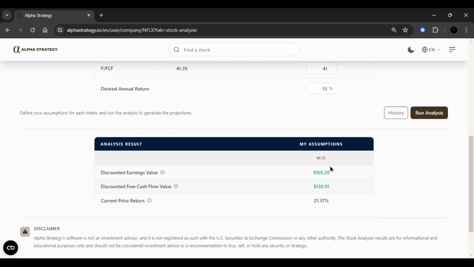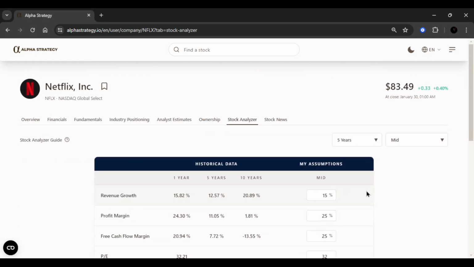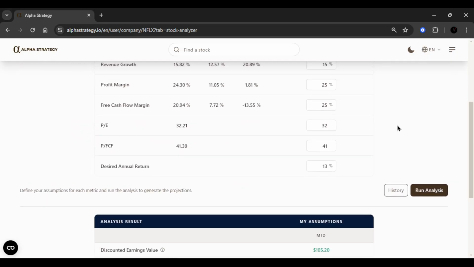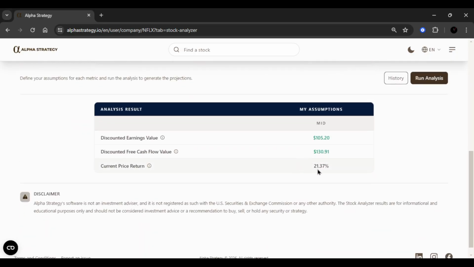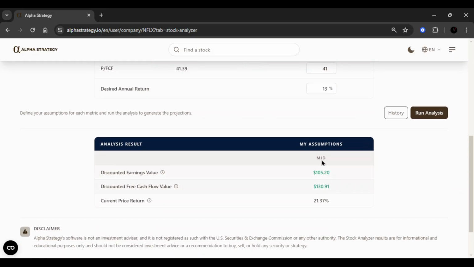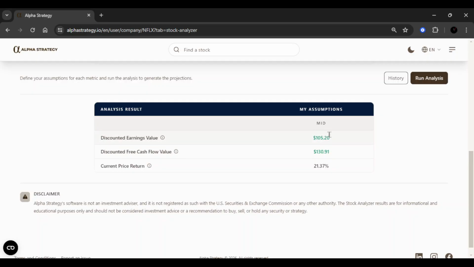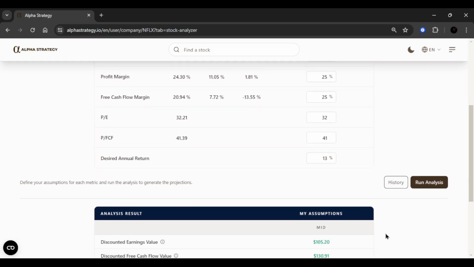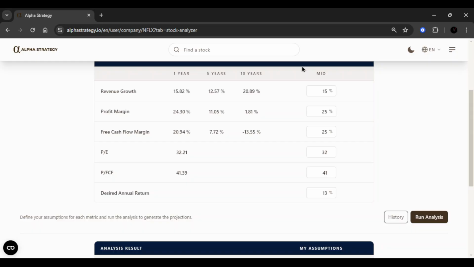And it spits it out in green colors because these are currently higher than the current trading price, meaning that if I paid today's price, which is $83, and this hypothesis came true, I would get a 21% return, which is well above the 13% that I really desire, right? So this is why it comes out in green, because to obtain this 13%, I would need to buy at $105, and it's currently trading below that. So I would meet that desired annual return, of course, if all these hypotheses came true.